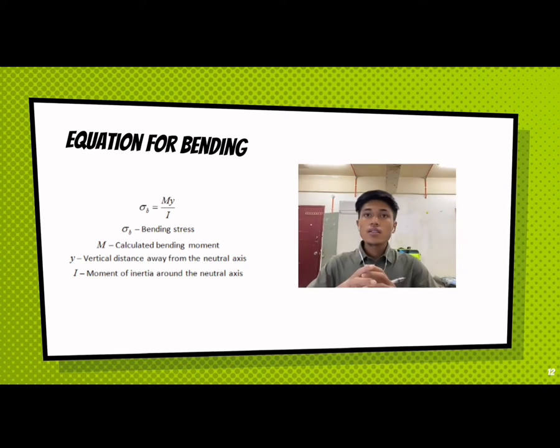And the last one is the equation for bending. For the equation of bending, we have bending stress equal to the bending moment times the vertical distance away from the natural axis, over I, which is the moment of inertia around the natural axis.